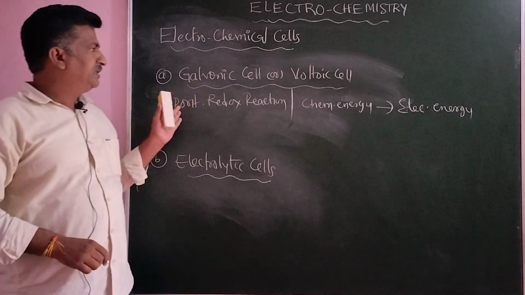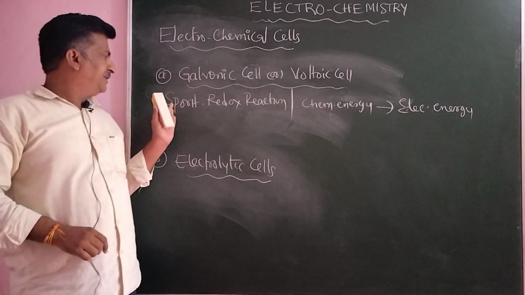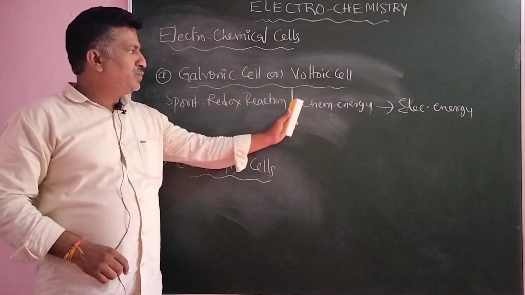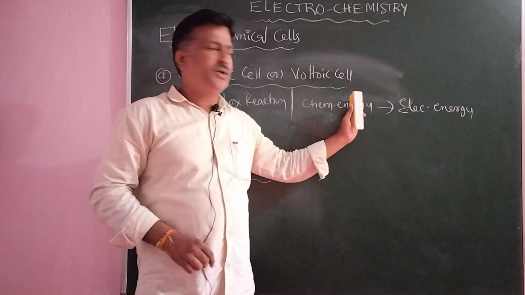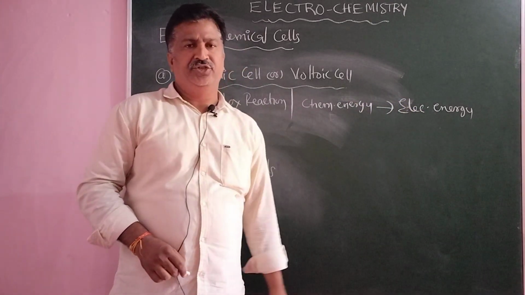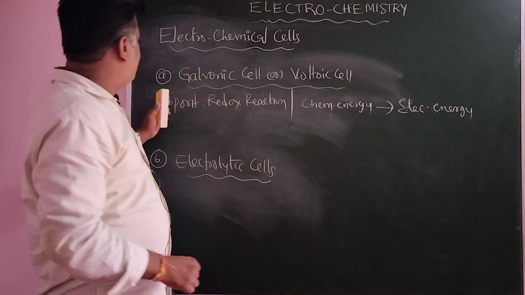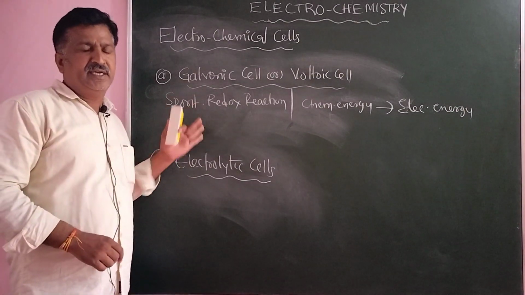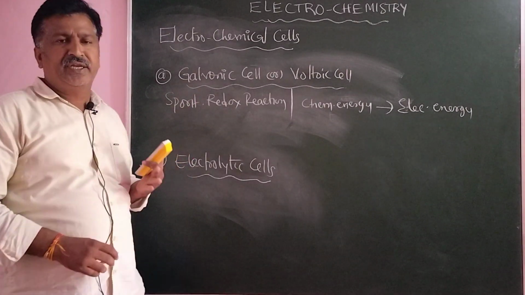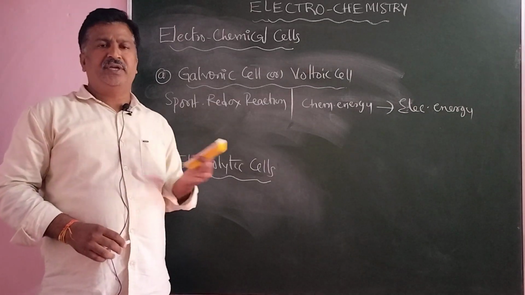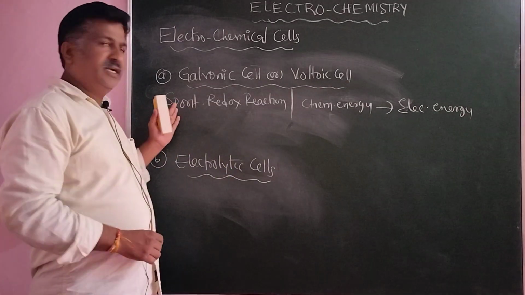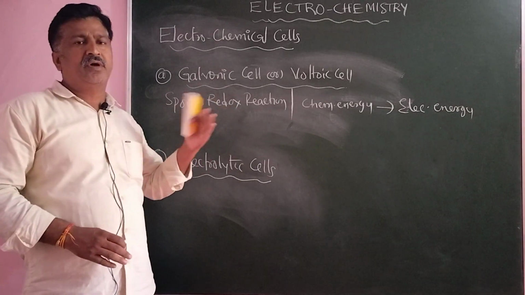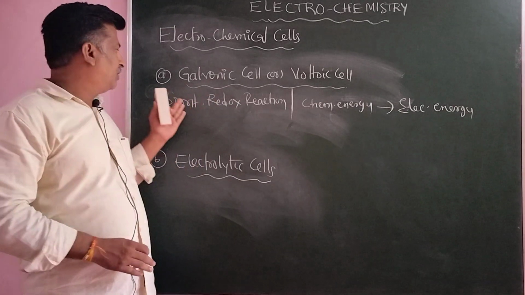So what are galvanic cells? These are the devices in which the spontaneous redox reaction is used to convert the chemical energy into electrical energy. And what is this word spontaneous? Spontaneous in the sense any reactions which can take place on its own without any initiation. Such reactions can be called as spontaneous. It happens on its own, or the reaction takes place on its own.